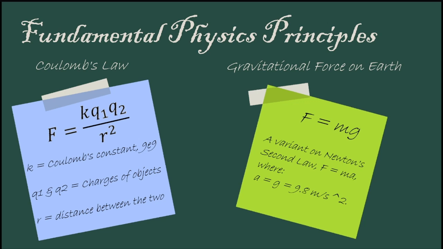The second physics principle is gravitational force on Earth. F equals mg. This is a variant on Newton's second law, F equals ma, where a is equal to g, which is equal to 9.8 meters per second squared. And of course, m is the mass of the object.